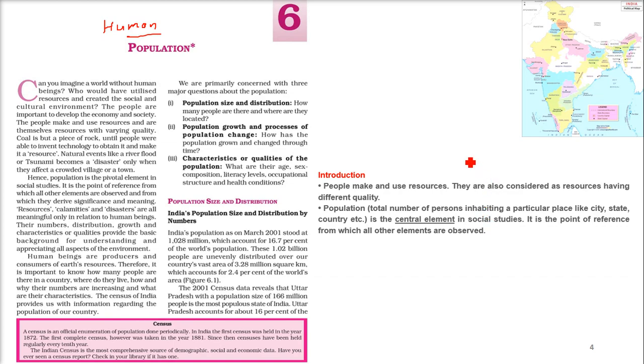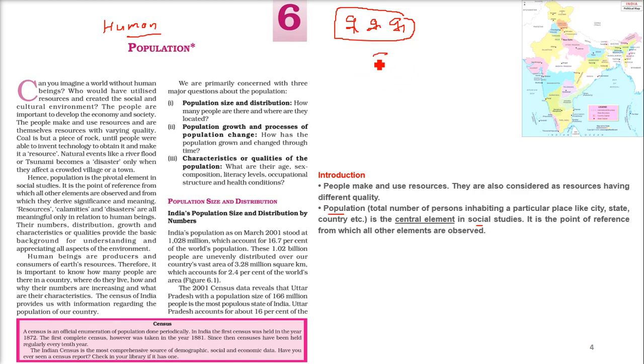So population is the total number, all the counts of the people, the number of persons inhabiting a particular place. It can be a city, a state, or a country. So this is the central element in social studies. Whenever the government has to make some decision, or the institutions want to know what facilities they can give, it all depends on the number of population. So it is the point of reference from which all other elements are observed.